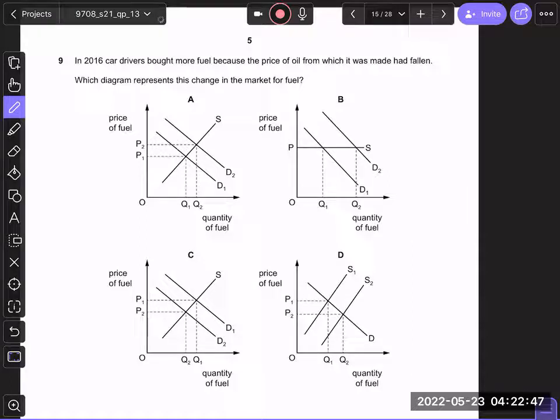Yes, the oil that is used for fuel is falling, which means that the raw material price is going down. And when there is a fall in the price of raw material, what will happen to the supply? The supply will shift outwards because the cost of production will be going down. So options A, B, and C are all three incorrect, because in them your supply is constant. Option D is correct, where your supply is shifting outwards from S1 to S2. And obviously, when the supply shifts out, the price will fall to P2.